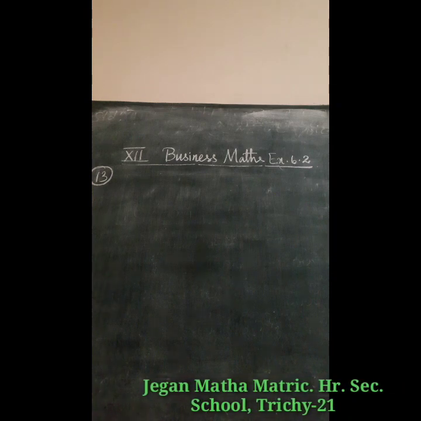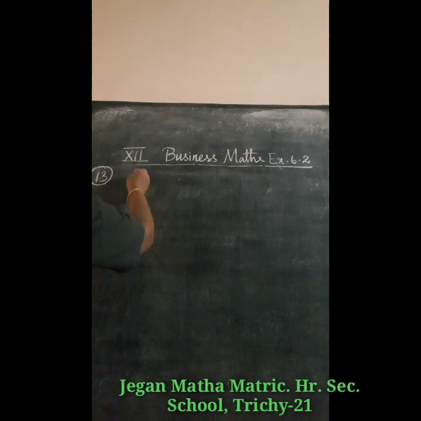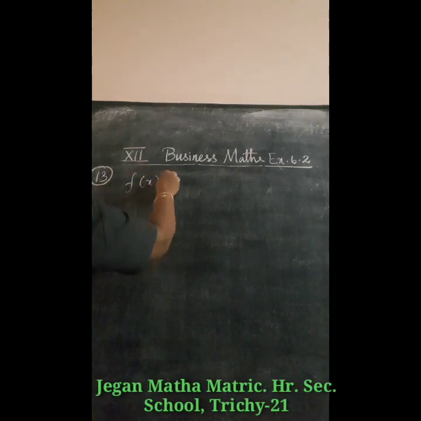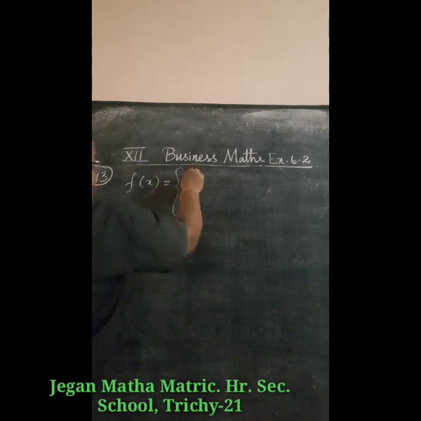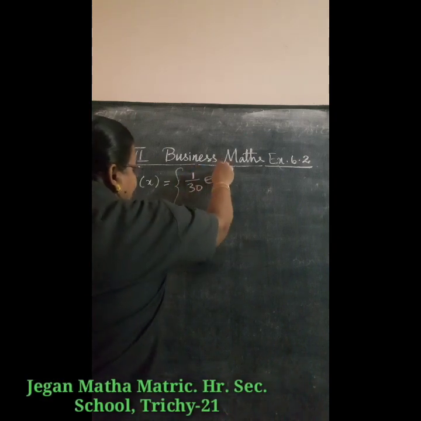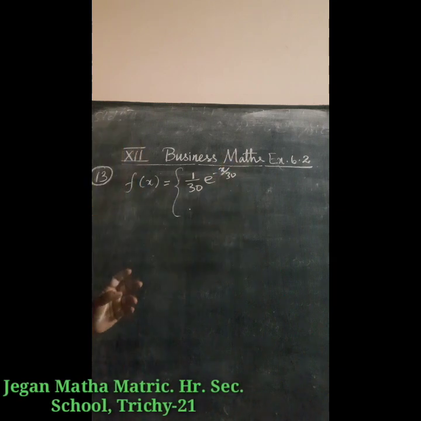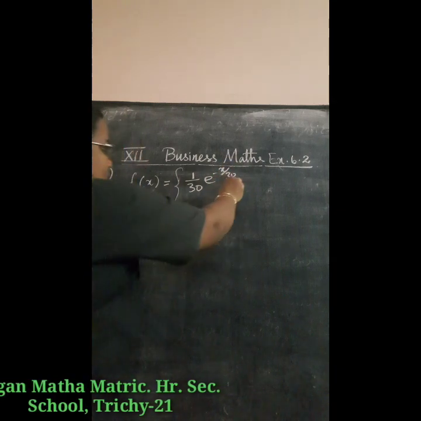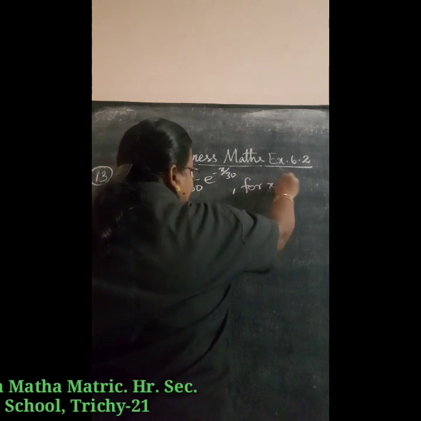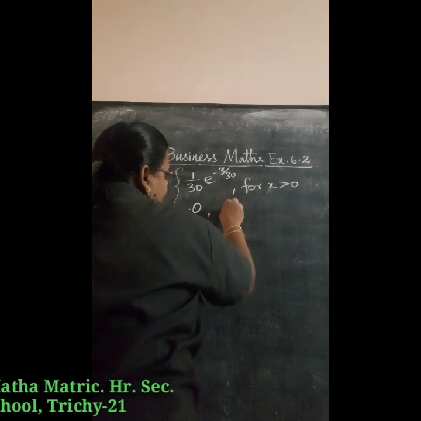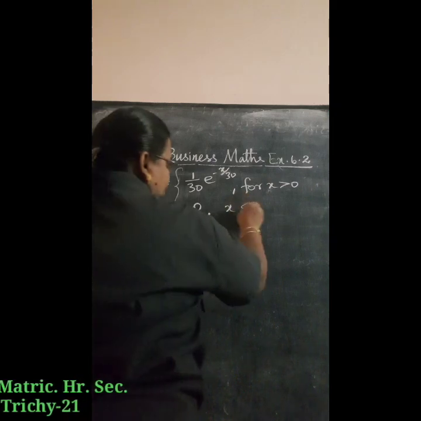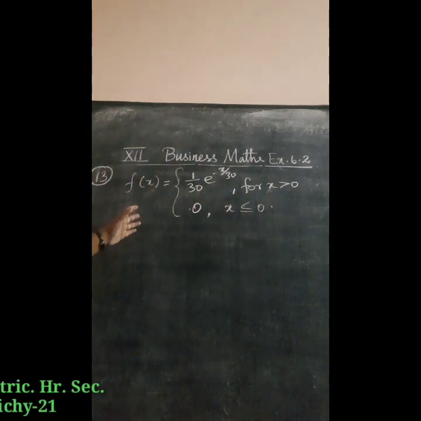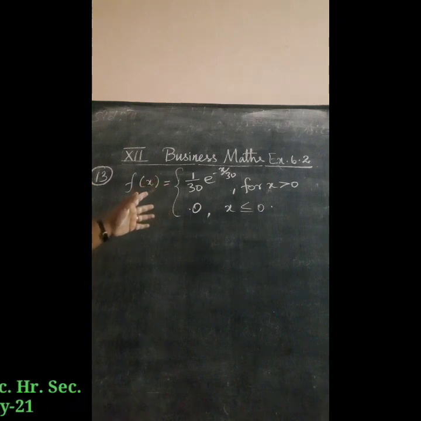So what is given in the PDF for this question? f of x is equal to 1 by 30 e power minus x by 30 for x greater than 0, 0 for x less than or equal to 0. So let us integrate, because this is the PDF given in the continuous probability distribution.